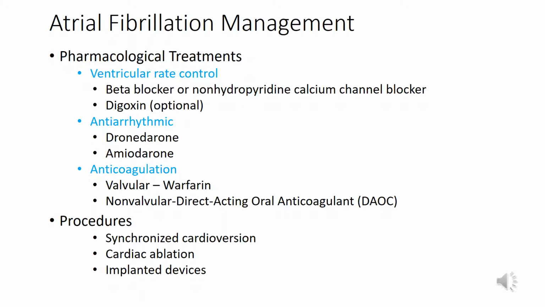Try to convert them to sinus rhythm. This can happen spontaneously, and the patient can even go in and out of AFib. You can use medications, or you can do synchronized cardioversion, which obviously would need to be done in the hospital. You also want to prevent any adverse cardiovascular events because you have a high risk of ischemic stroke.